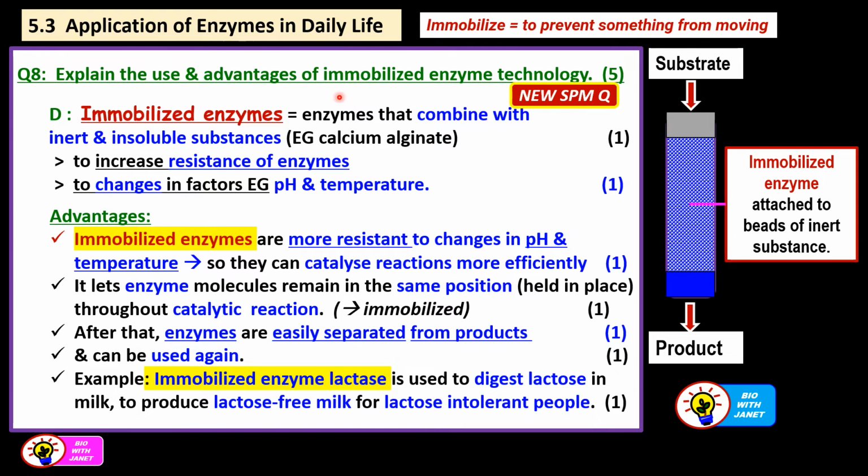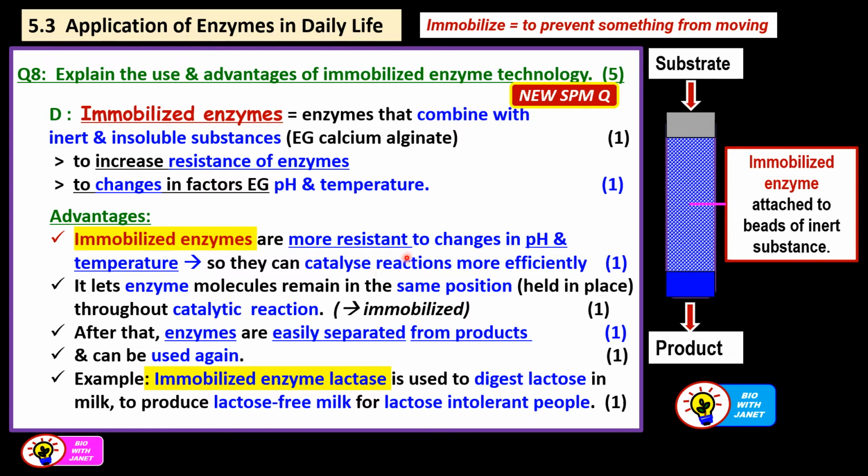Question 8. Explain the uses and advantages of immobilized enzyme technology. 5 marks. Now, the word immobilize means to prevent something from moving, to fix it in place. So immobilized enzymes are defined as enzymes that combine with inert or active and insoluble substances. Okay, extra fact here, such as calcium alginate. This is the inert substance. It is used to increase resistance of enzymes to changes in factors such as pH and temperature, right?